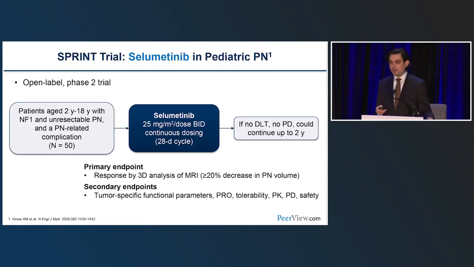And then Selumetinib is the last MEK inhibitor in this list, and as I mentioned before, it has been approved by the FDA in 2020, specifically for the use in kids aged 2 and older with plexiform neurofibromas. The phase 2 study, the SPRINT trial, was conducted in kids that were having either progressive or symptomatic and inoperable tumors. And the primary endpoint was evaluation of tumor shrinkage by volumetric analysis using MRI.